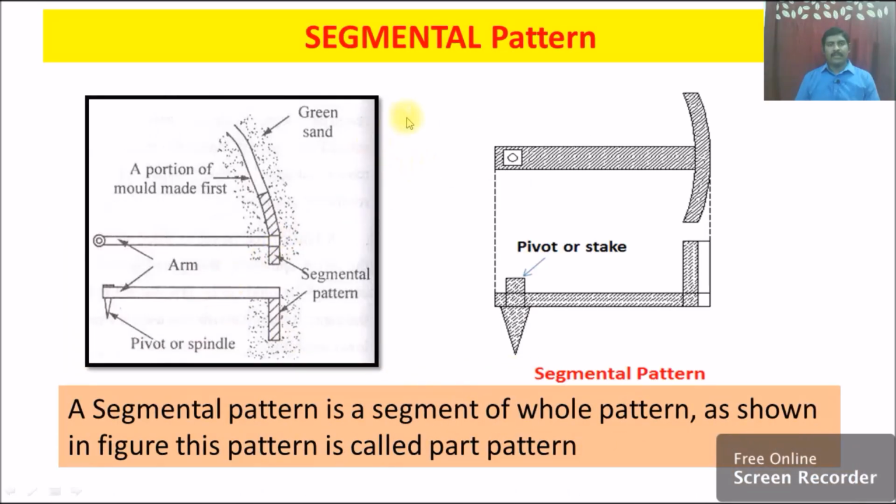Next one is a segmental pattern. So in this diagram, the green sand is available, and the segmental pot is available. The portion of the mold is made first, and the arm arrangement is available, and the pivot of the spindle arrangement is available. The segmental pattern is a segment of the whole pattern as shown in the figure. This pattern is called a pot pattern.